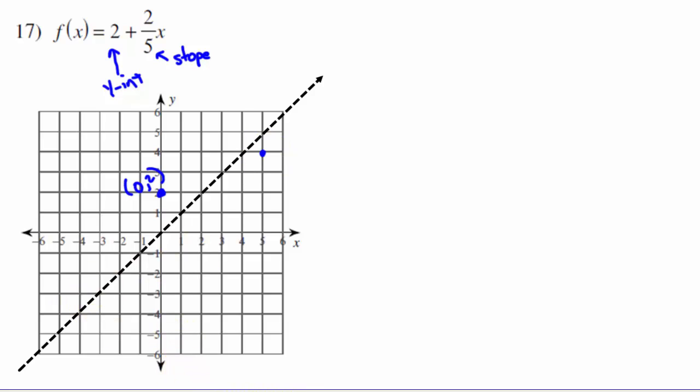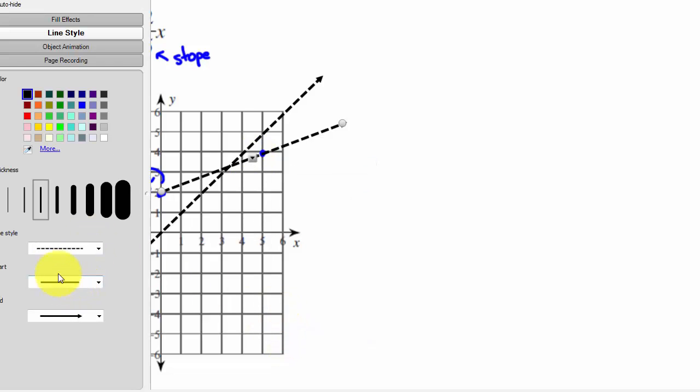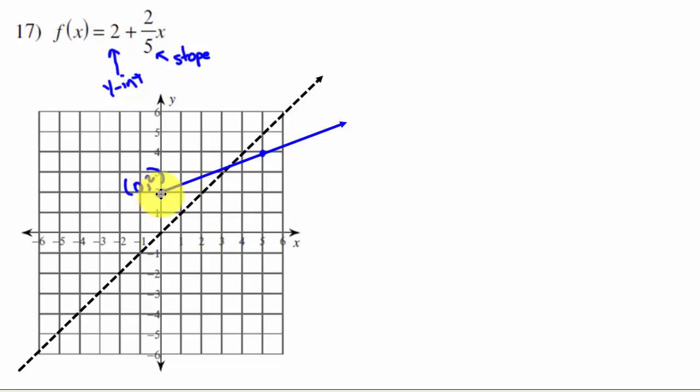And I'm going to connect those with a line. And I wanted that to be solid, so let's make that line blue, and let's also make it be a solid line. So a solid line, let's make the color blue. We'll extend this end here. So that's now f of x. This point was 5, 4.